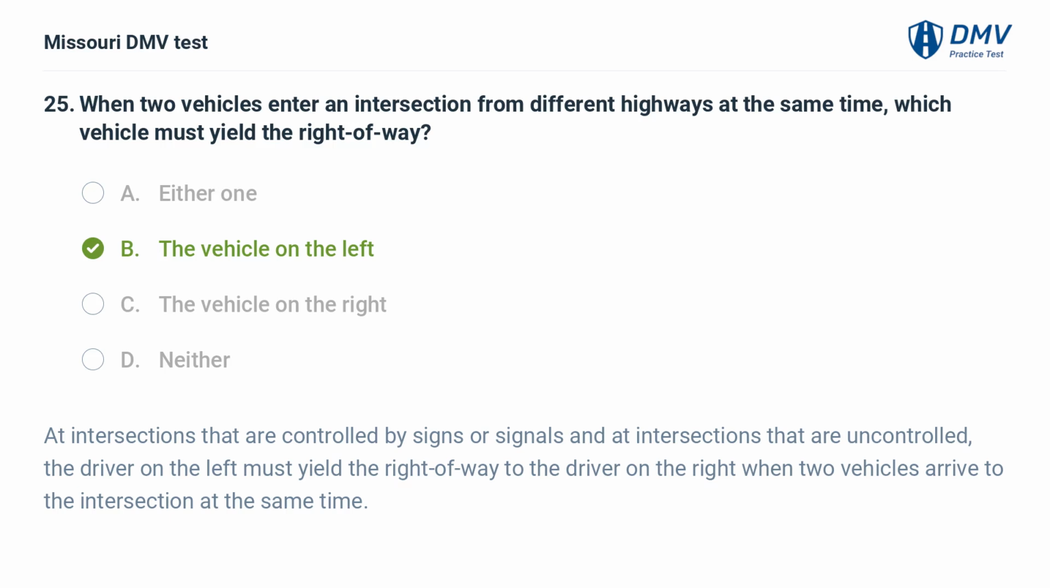B. The vehicle on the left. At intersections that are controlled by signs or signals and at intersections that are uncontrolled, the driver on the left must yield the right-of-way to the driver on the right when two vehicles arrive at the intersection at the same time.